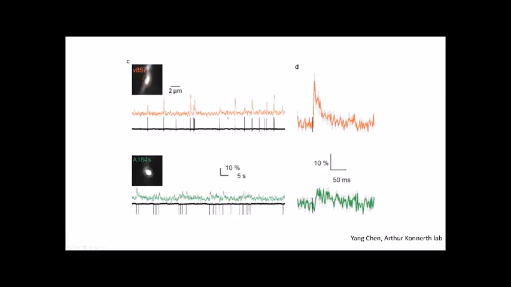We compared known single action potential responses with this new iGluSnFR3 indicator, and with what was previously the best available indicator, this A184S indicator. And I think the difference is night and day.